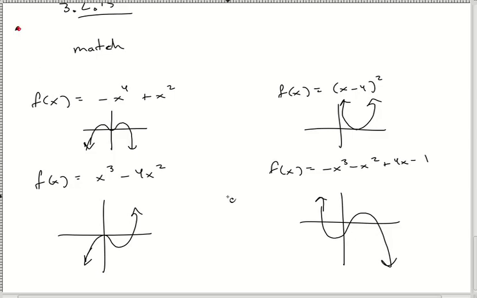I'm having too much fun with this. So how do I know which graph goes with which function? How am I supposed to know? Well, a calculator. But besides that, what I'm really going to be looking at for this problem and some others are what we call end behavior. End behavior.